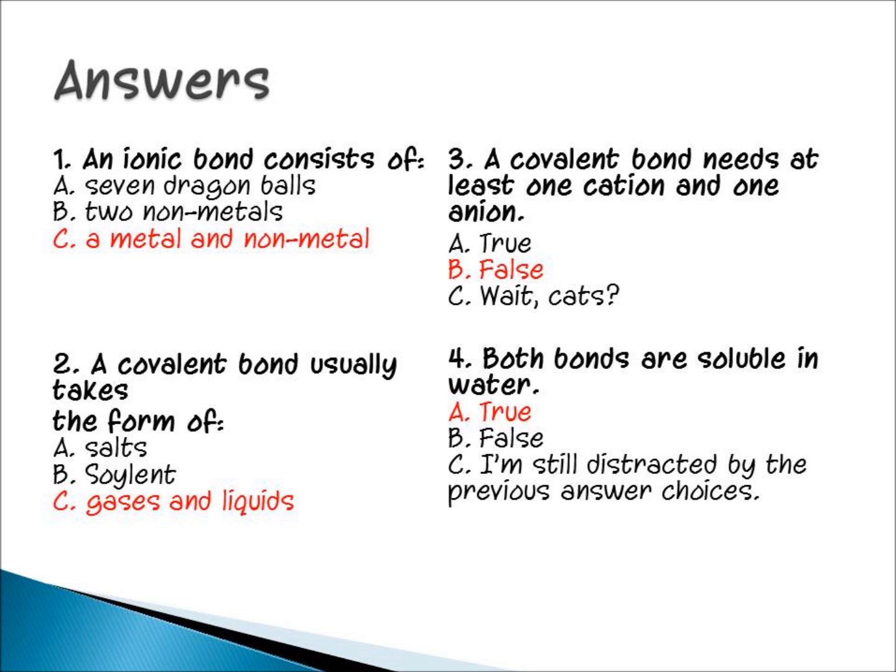For question 1, an ionic bond consists of a metal and a nonmetal. For question 2, a covalent bond usually takes the form of gases and liquids. Question 3, a covalent bond does not need at least one cation and anion. However, an ionic bond does need ions. Question 4, both bonds are soluble in water.